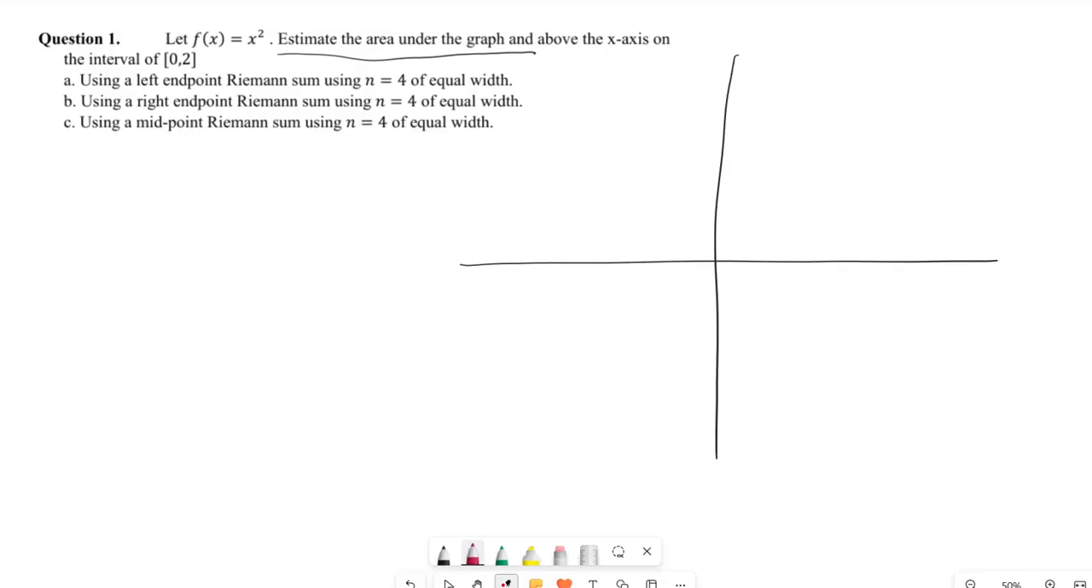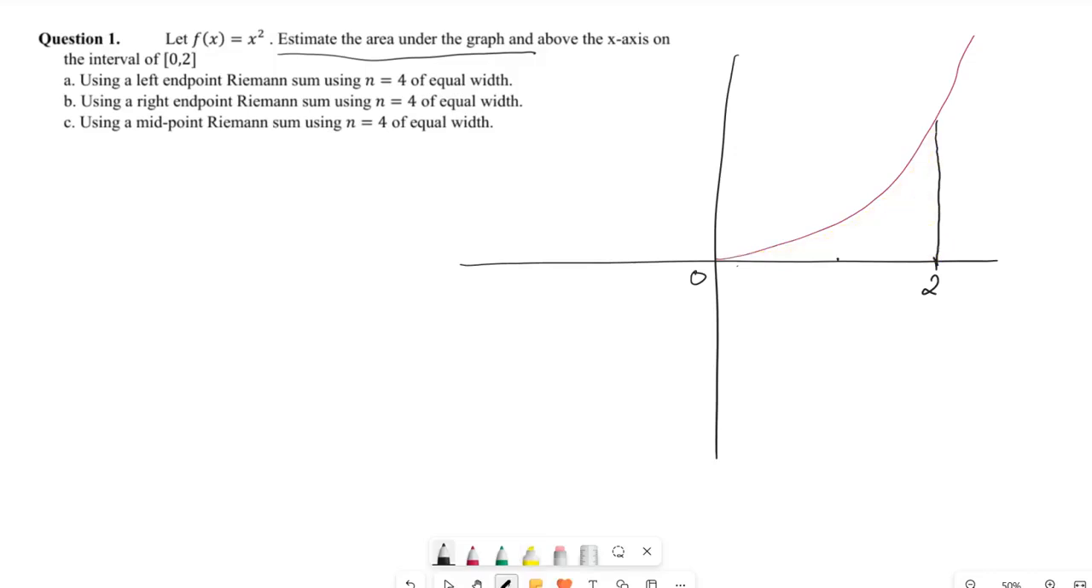The graph of x squared is a parabola passing through (0, 0). So it looks something like this. This is 0, from interval 0 to 2. So let's say this is somewhere 2 here. Okay. So they want us to find area under the curve from 0 to 2. Basically, they want us to find this area, all this highlighted area.